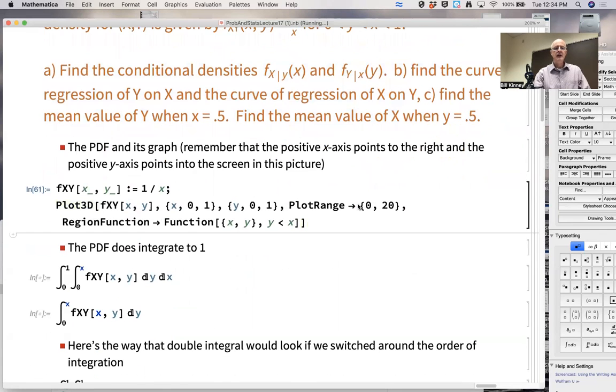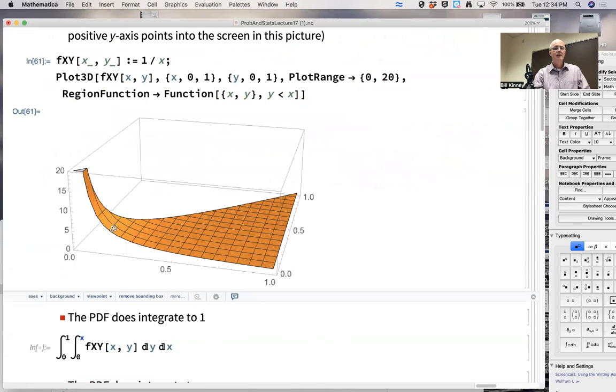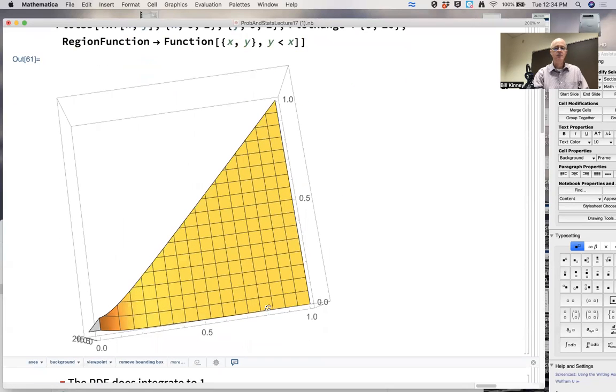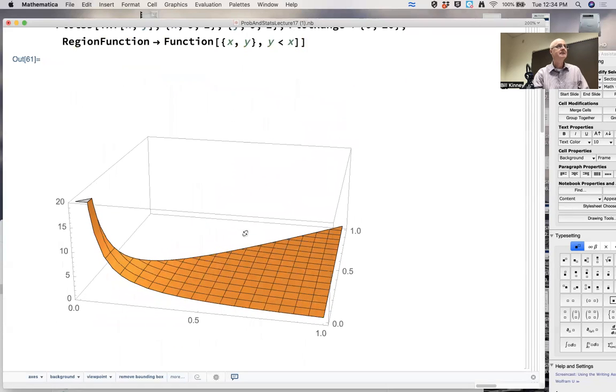So here's a picture of the graph of the PDF, a partial graph. It actually goes up forever and ever. It's got a vertical asymptote here. The x-axis goes to the right. The y-axis goes into the screen. The z-axis, the outputs, go upwards. This is the graph of 1 over x for all x and y in this triangular region. The triangular region is in the xy plane looking straight down in this graph. That's the domain effectively. But now when I look at it this way, I'm seeing the z coordinates.